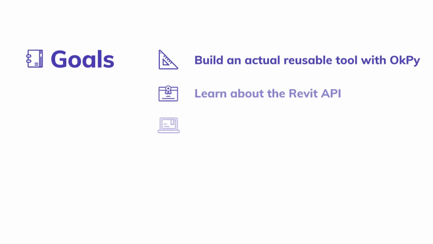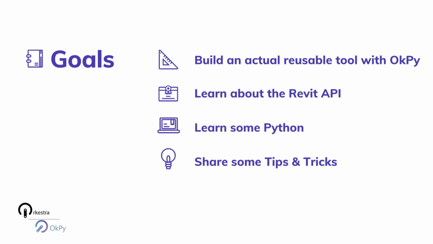Our goals in this episode are going to be pretty similar to those of the previous one. So we're going to be building an actual reusable tool with OkPy. So something that you could use in your everyday real project work, and also something that you could deploy within your firm. And while doing so, we're going to be learning about the Revit API, how to browse it, how to use it, how to understand it. Learn some Python as well, though this is not really a Python lesson.